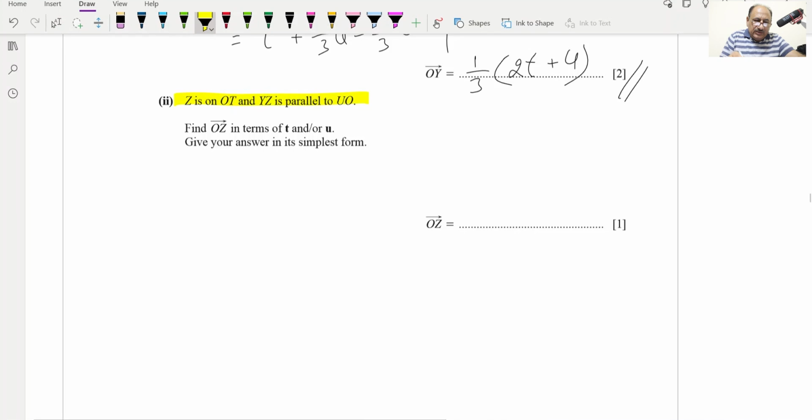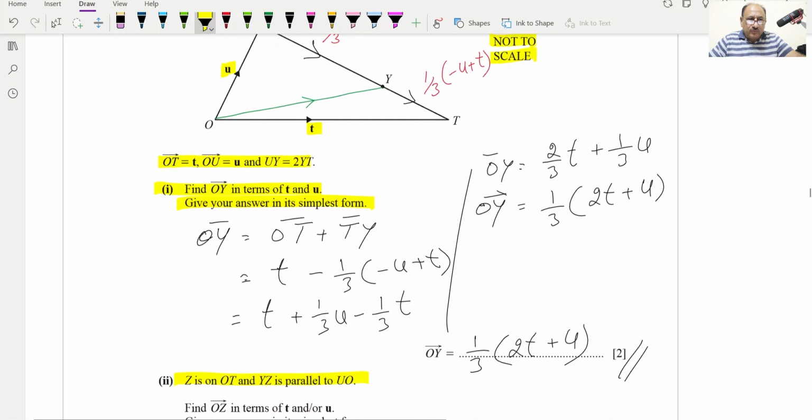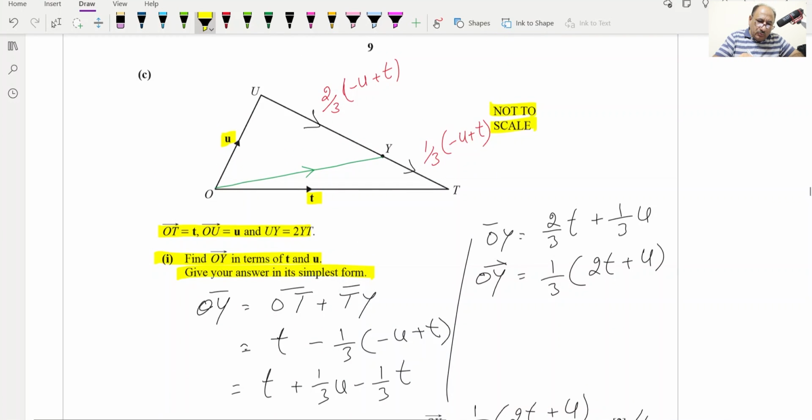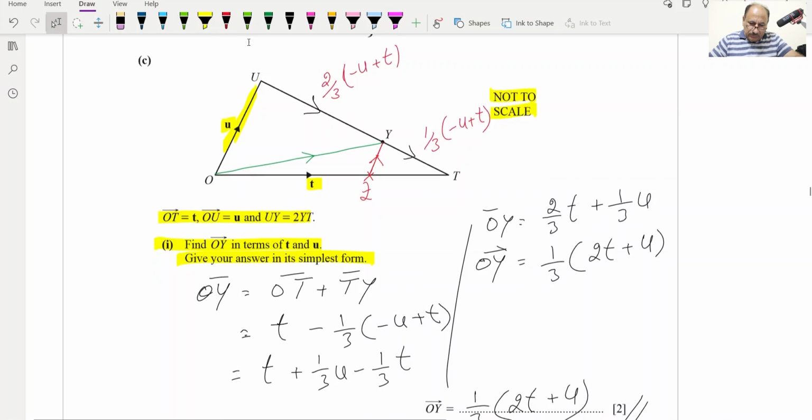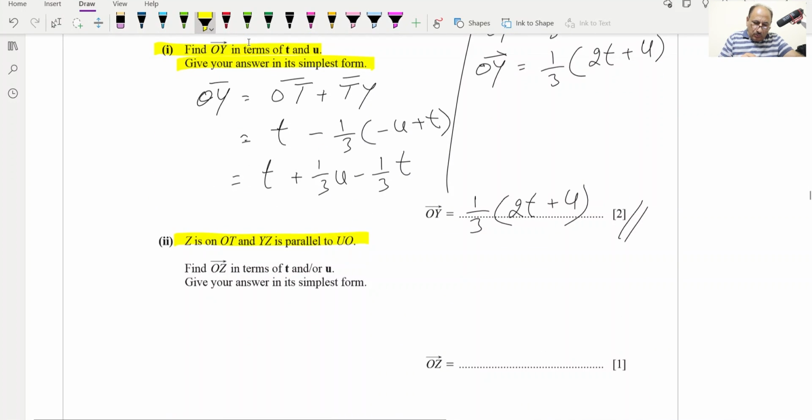Now second part, Z is on OT and YZ is parallel to UO. So we have to draw that one also, and to draw parallel to this one we have to draw that line. If we draw that line, it will be like this one, and we can take this as the point Z. They are saying find OZ in terms of t and u. Give your answer in its simplest form.